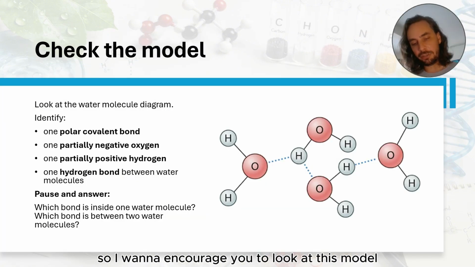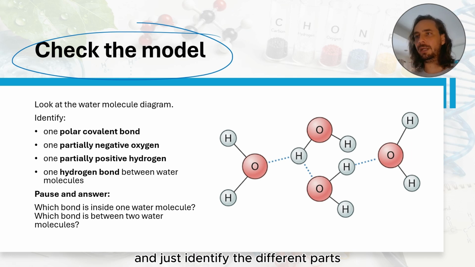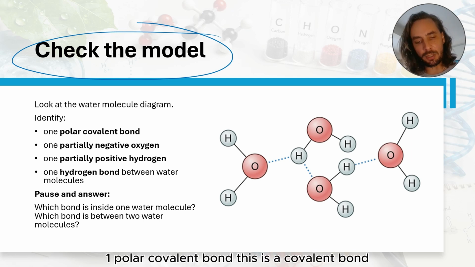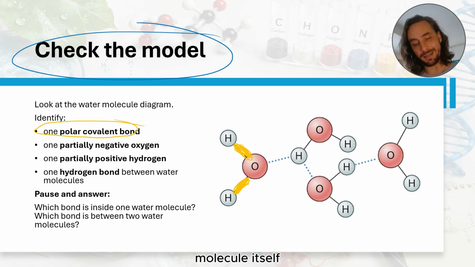So I want to encourage you to look at this model and pause the video and just identify the different parts. One, polar covalent bond. This is a covalent bond. Remember, the covalent bond is between the atoms of the molecule itself.